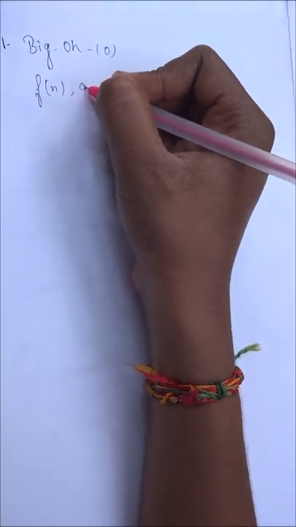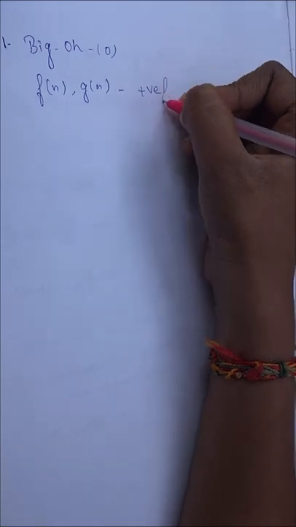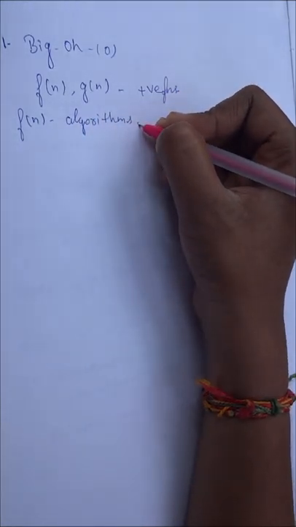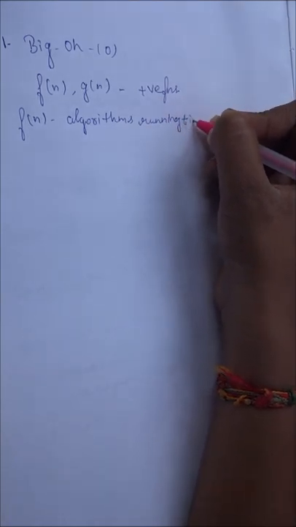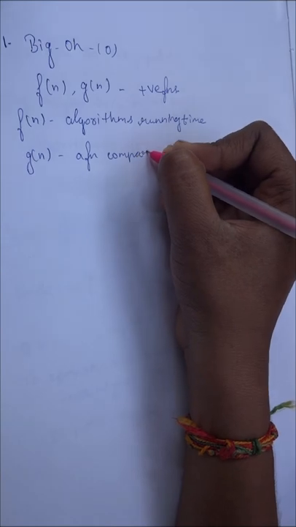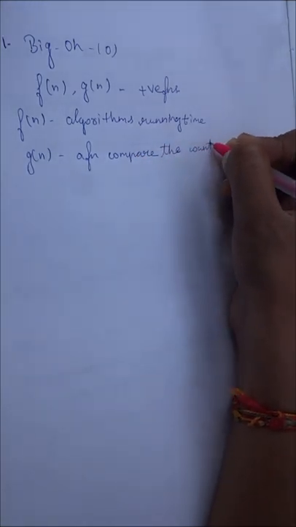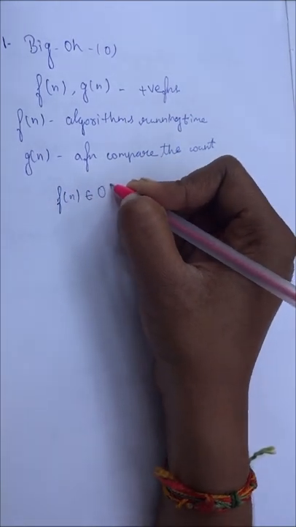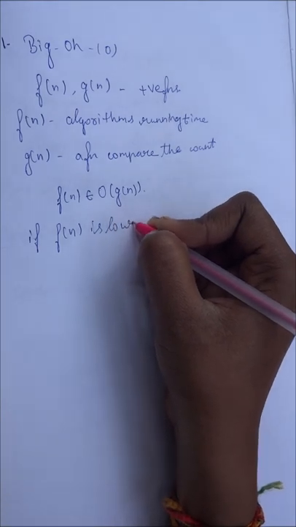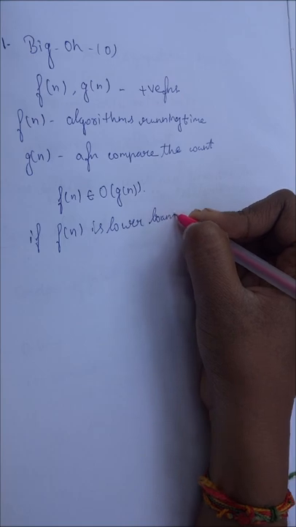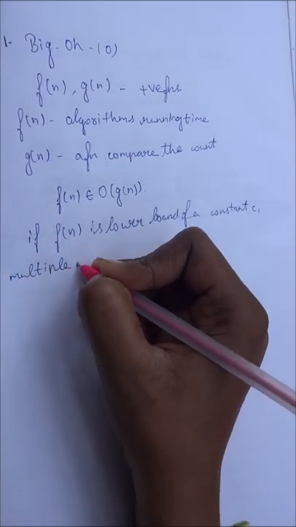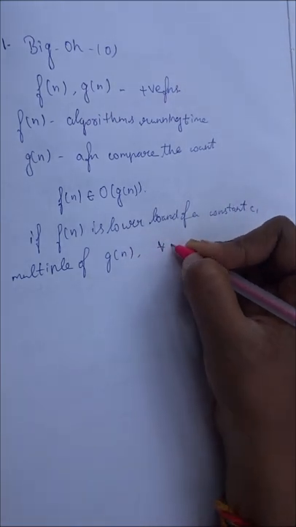We consider two functions, f of n and g of n. They are positive functions. F of n is for the algorithm's running time, and g of n is a function to compare the count. We say f of n belongs to big O of g of n only if f of n is lower bound of a constant multiple of g of n, for all n large.